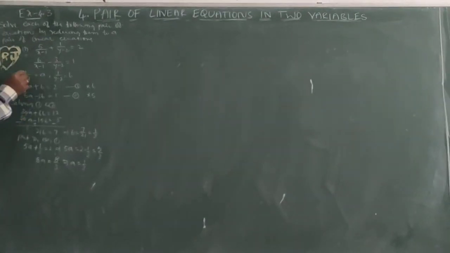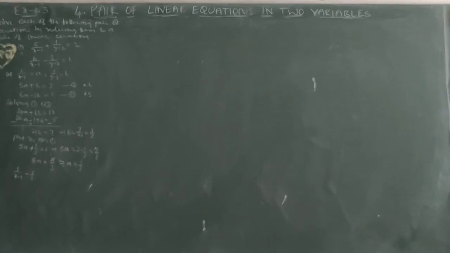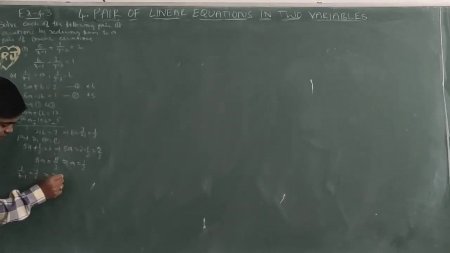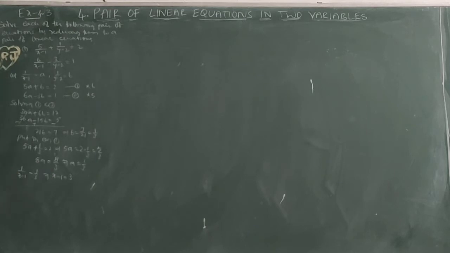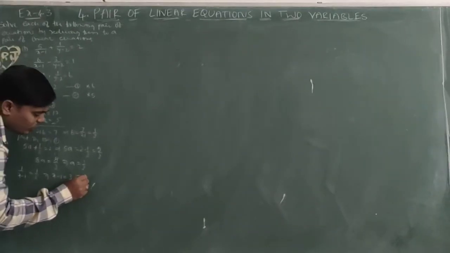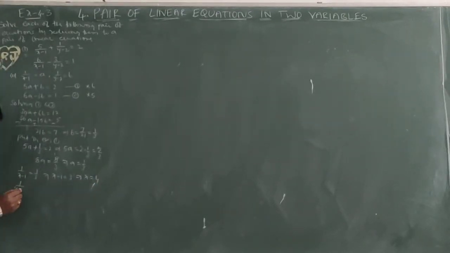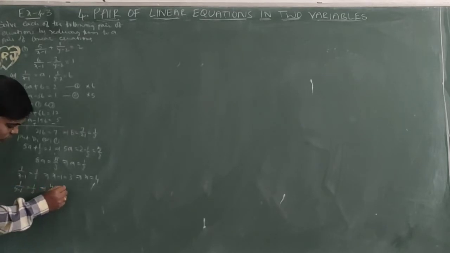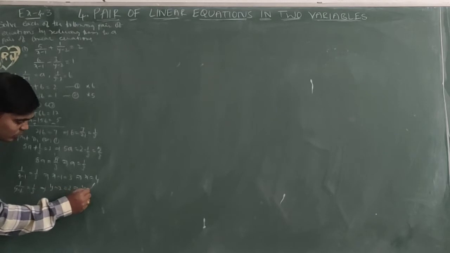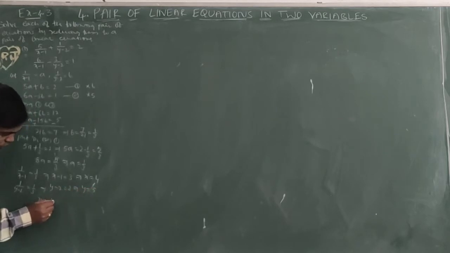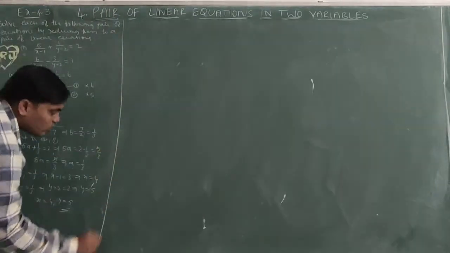So what is a? 1 by x minus 1 equal to 1 by 3 implies x minus 1 equal to 3, taking the reciprocals, since numerators are equal. So x equal to 4. Now 1 by y minus 2 equal to 1 by 3 implies y minus 2 equal to 3, y equal to 5. Solution: x equal to 4, y equal to 5. So this is the required solution.